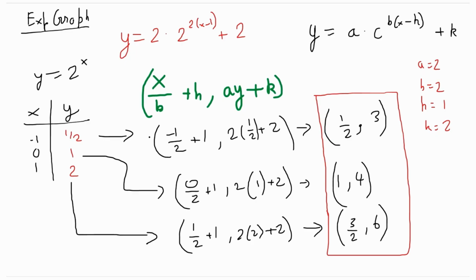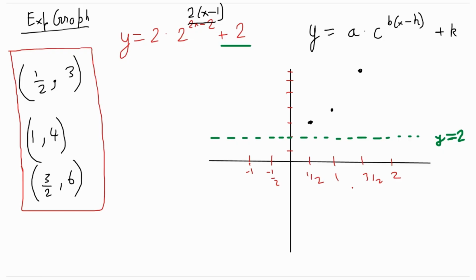So for example, I'll just walk you through one of them. For the first point, your x is negative 1. Your b is 2, your h is 1, your a is 2, your y for that one is a quarter, and k is 9. So you do the calculation and this is your new point. And then these points transform into these points. And now this set of points are the points that you graph.